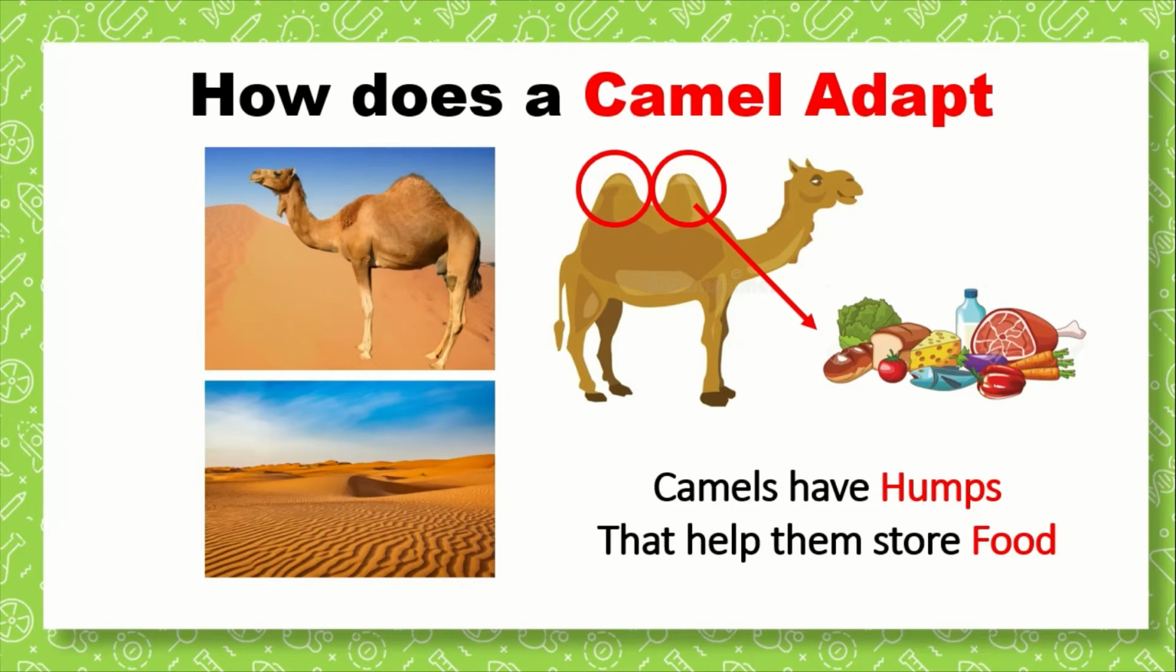Only camels have humps that help them store food so they can eat in one day and stay 2 or 3 weeks without any food because the food is stored in the hump. The food that's stored in the hump is called fats.